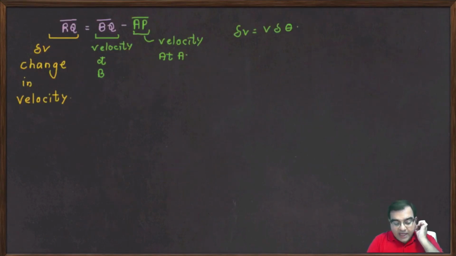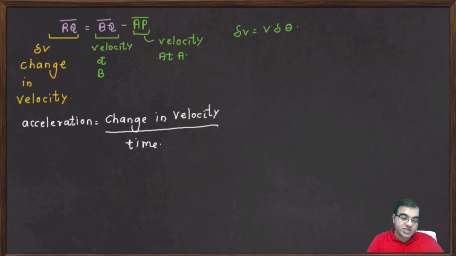Now, we know this from the previous slide, and we know RQ bar is delta v, and we know delta v is equal to v times delta theta. Now the acceleration formula is change in velocity upon time. Now this is the formula for acceleration.